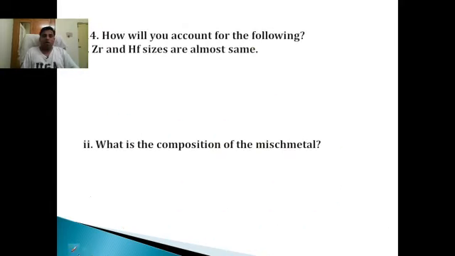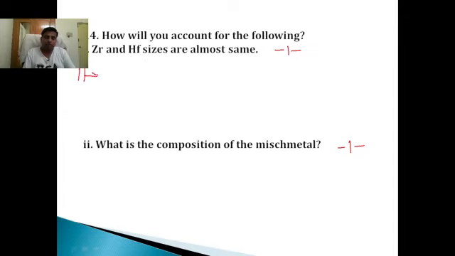How will you account for the following? Zirconium and hafnium sizes are almost same. This carries 1 mark. What is the composition of the mish metal? This carries 1 mark. So guys, how will you account for the following? Zirconium and hafnium sizes are almost same.